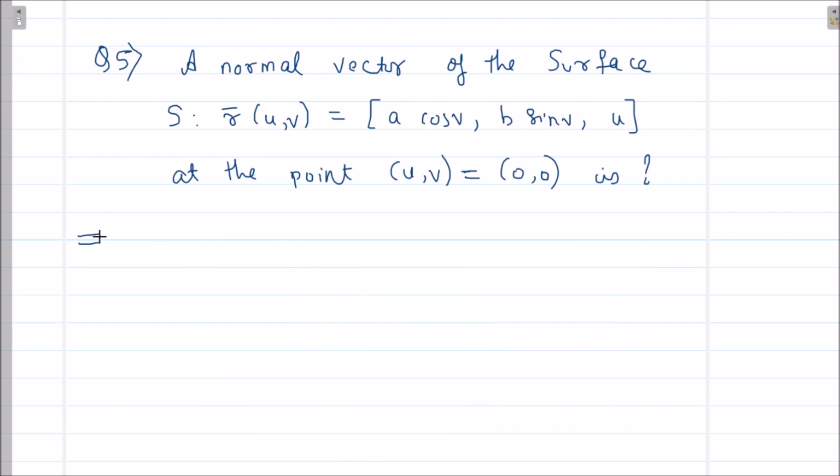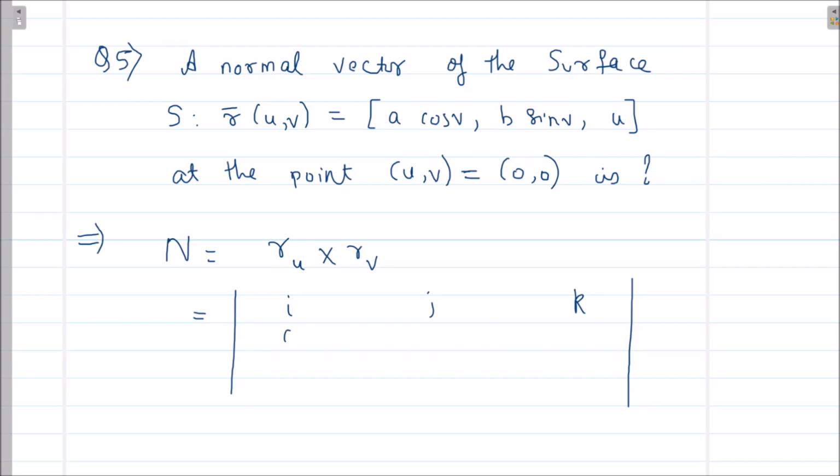Here is the fifth question. A normal vector to the surface. In this case, a parameterized surface is given to you. At the point (0, 0), you have to find the normal vector. So how do you find the normal vector over here? For a parameterized surface, you take the cross product of two vectors. What are those two vectors? It is r with respect to u and r with respect to v. So you take the tangent vectors in the direction u and v, and then you take their cross product.